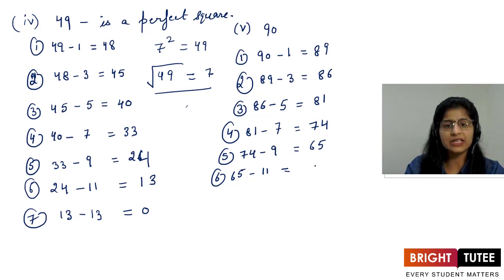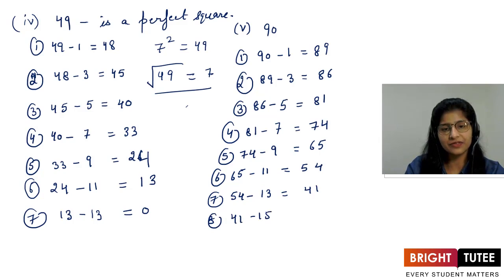So 5 minus 1 is 4, 6 minus 1 is 5. We get 54. The next step is from 54 we are going to subtract what? 13. If we do that, 4 minus 3 gives us 1, 5 minus 1 gives us 4. Clear? The next step is from 41 we'll subtract 15.